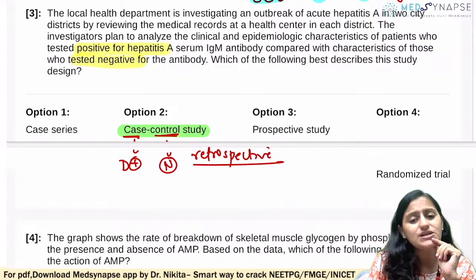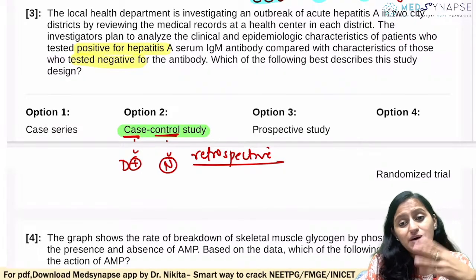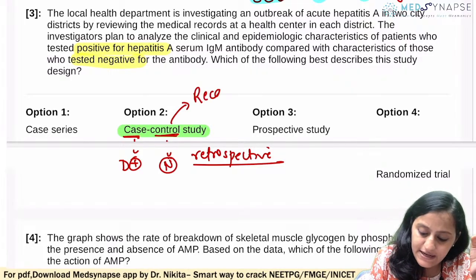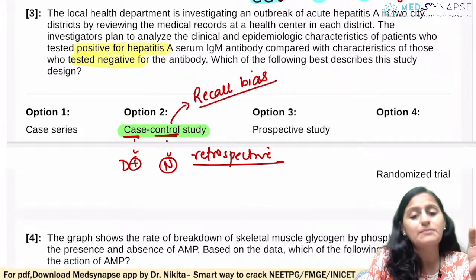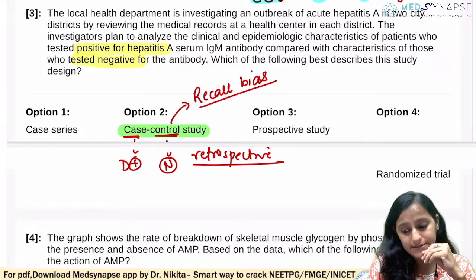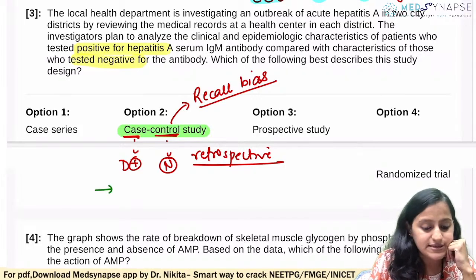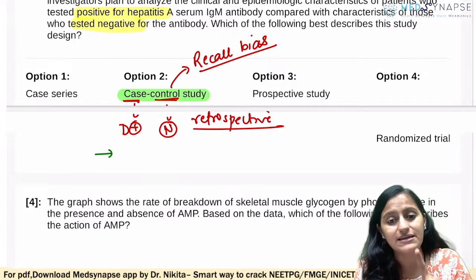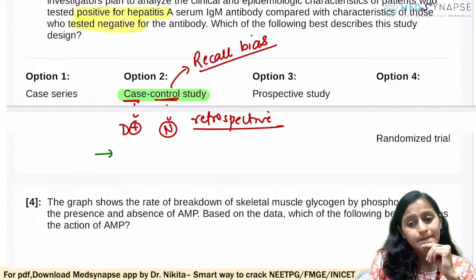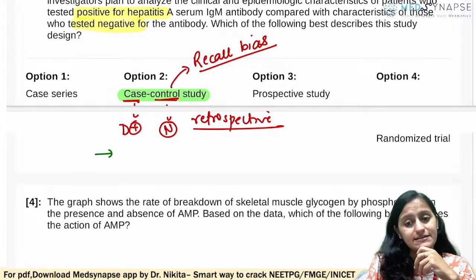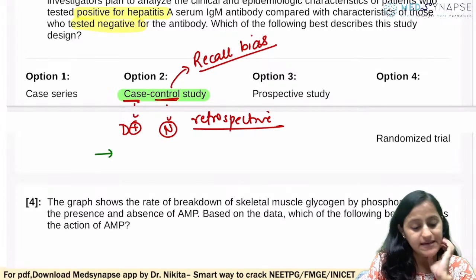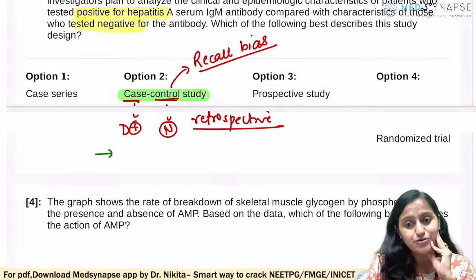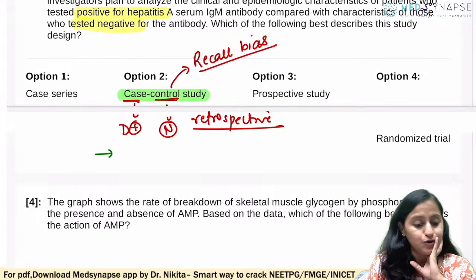What bias do you generally get in a case control study? Because you are asking the patient to recall, the bias that you get in a case control study is recall bias. A few other important questions here on case control study. Tell me whether it is an experimental study. Is this true or false? Is case control an experimental study? Yes or no?